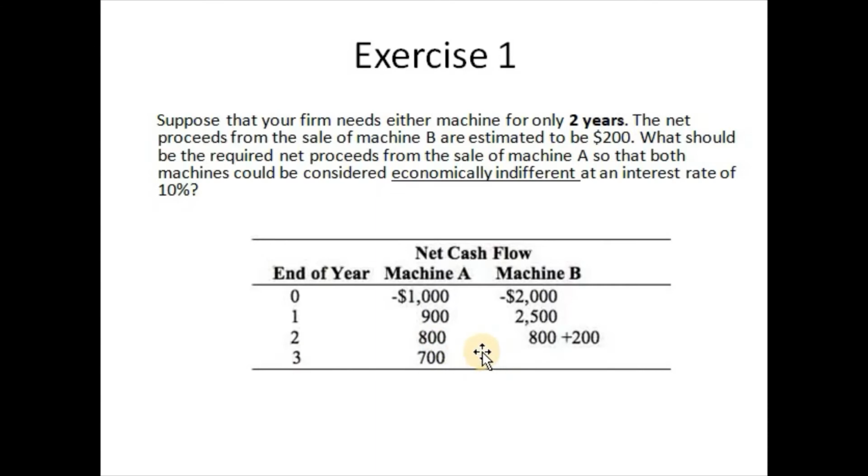So first, when I read the given, I should know what my study period is and what the life of each alternative is. Since the life is 2 years, I don't have any problem, and I can choose between these two alternatives. Now let's read. The net proceeds from the sale of machine B is estimated to be $200. Net proceeds is another name for the salvage value. So this is the 200. At the end of the life of machine B at the second year, I'm going to get $200. What should be the required net proceeds from the sale of machine A, so what's the salvage value of A, so that both machines could be economically indifferent or have the same worth?